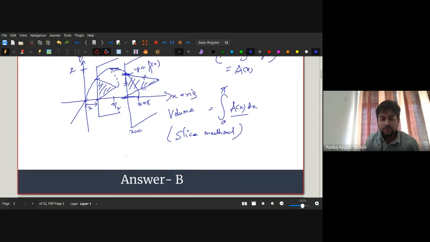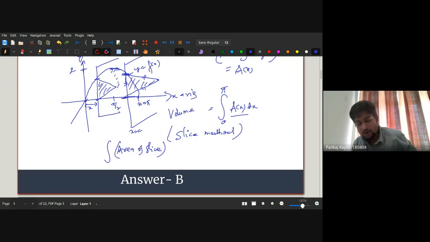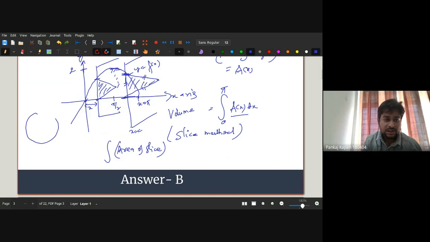So what is the slice method? Always find the area of the slice. A lot of the time, this area of the slice will be easier to find, right? Like here, the slice was an equilateral triangle. In a surface of revolution or solid of revolution, you get the slice to be a disk or an annulus, right? Annulus means a disk like this with a hole inside. This particular thing is called an annulus.